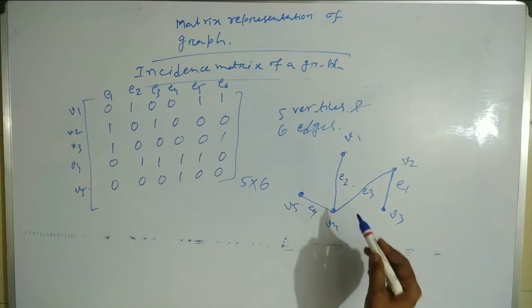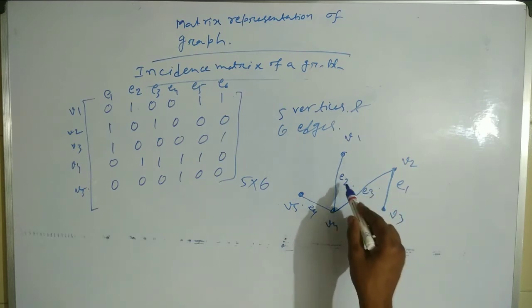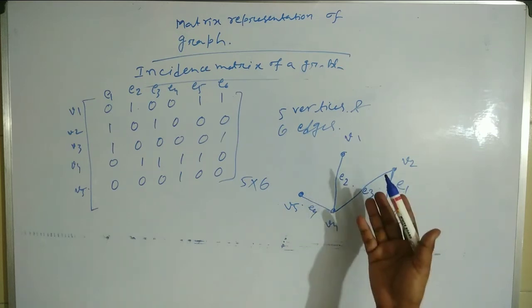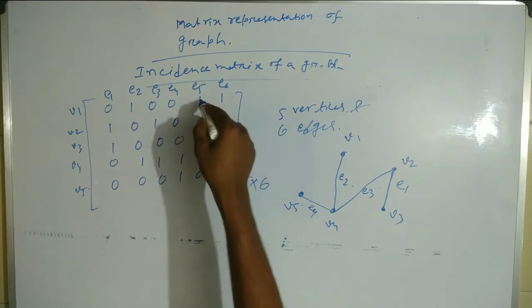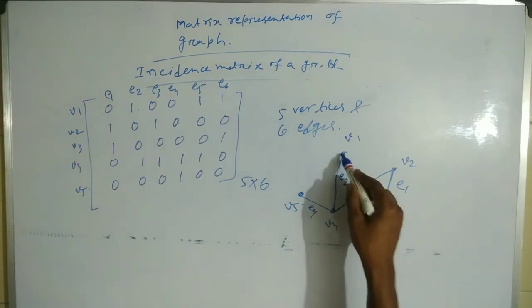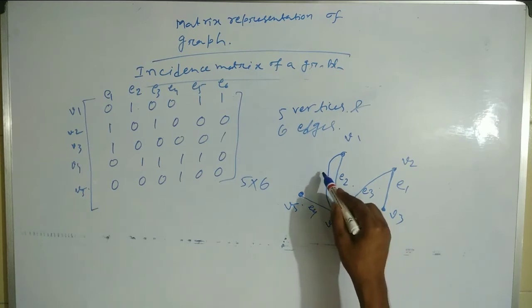Next, E5. E5 is connected with V1 and V4. V1 and V4 is already connected with E2. So these will be parallel edges. So E5 is V1 and V4, so we are drawing another edge. The name of this edge will be E5.